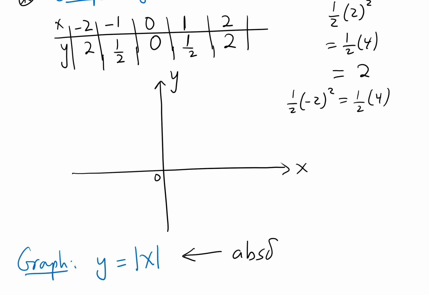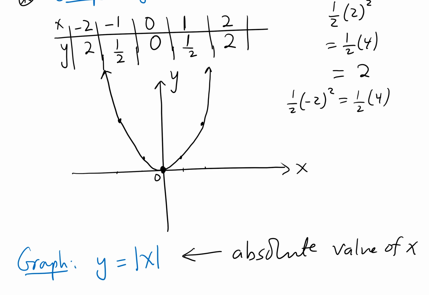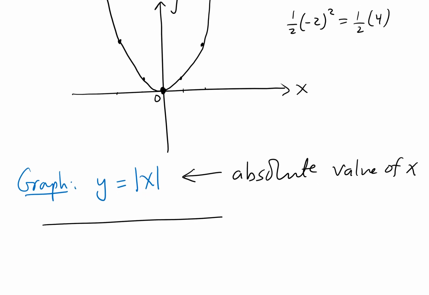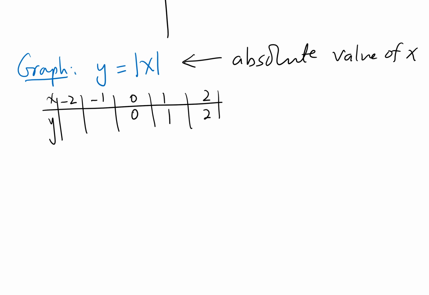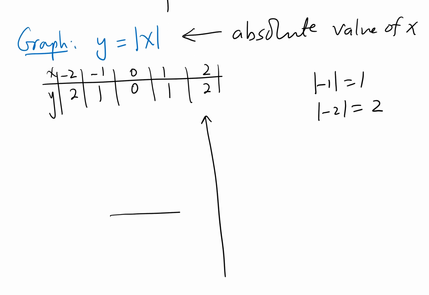This is the absolute value of x. 0, 0; 1, 1; 2, 2; negative 1, 1; negative 2, 2. That's this one. For the opposite value, the opposite value of negative 1 is 1, and the opposite value of negative 2 is 2. So 0, 0; 1, 1; 2, 2; negative 1, 1; negative 2, 2. So it goes like a V shape.